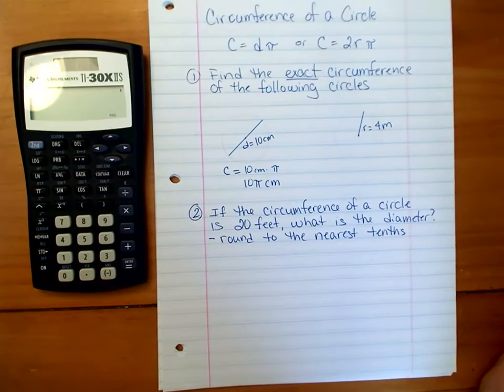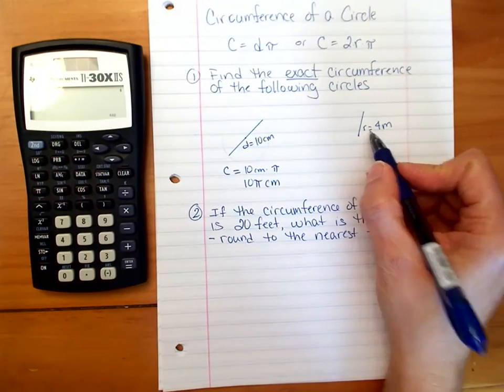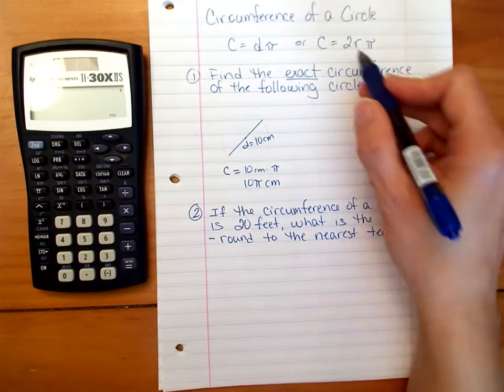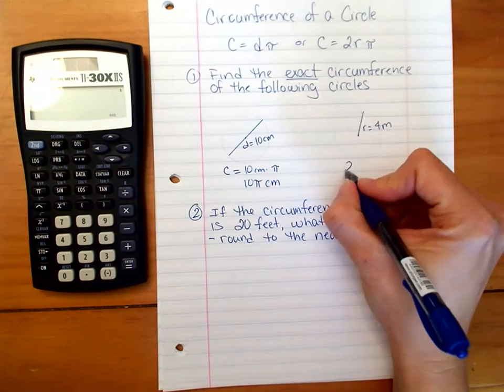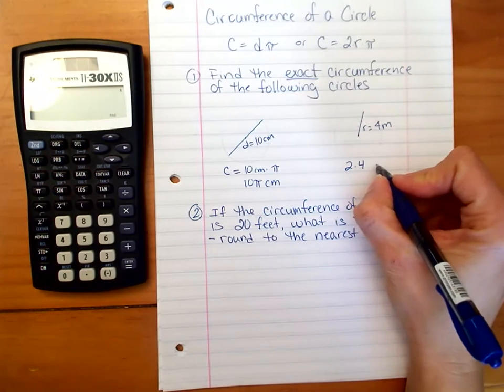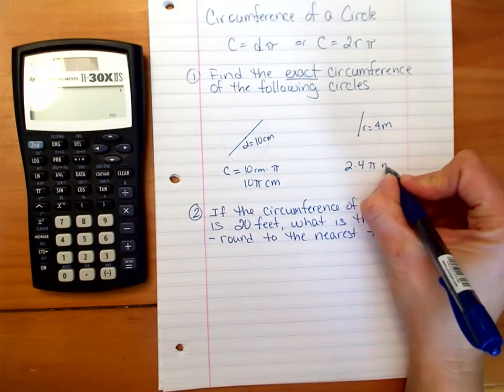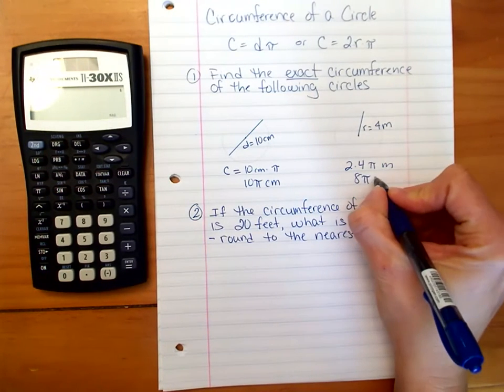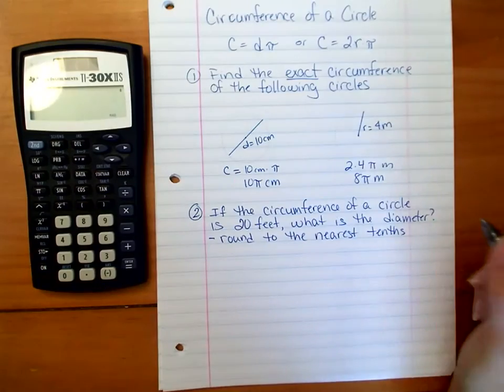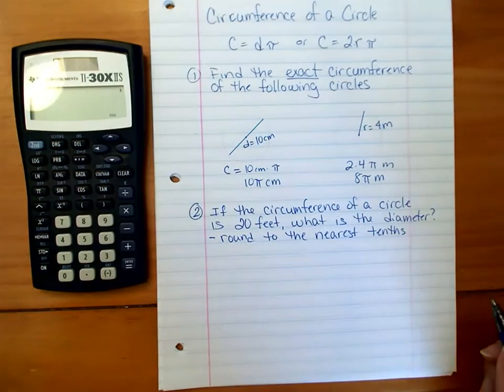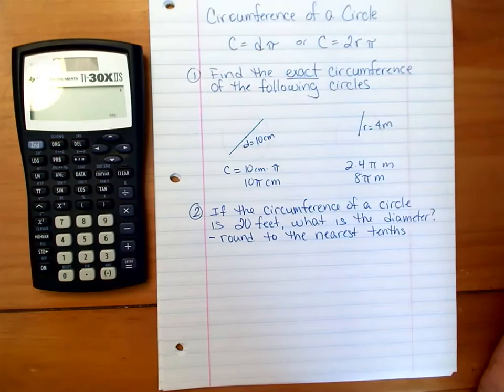That's my answer. If they give me the radius, and the radius is 4, then I'm going to say 2 times 4, which is 8, times pi meters. So I have 8 pi meters. So that is how you find circumference if you're given the diameter or the radius.